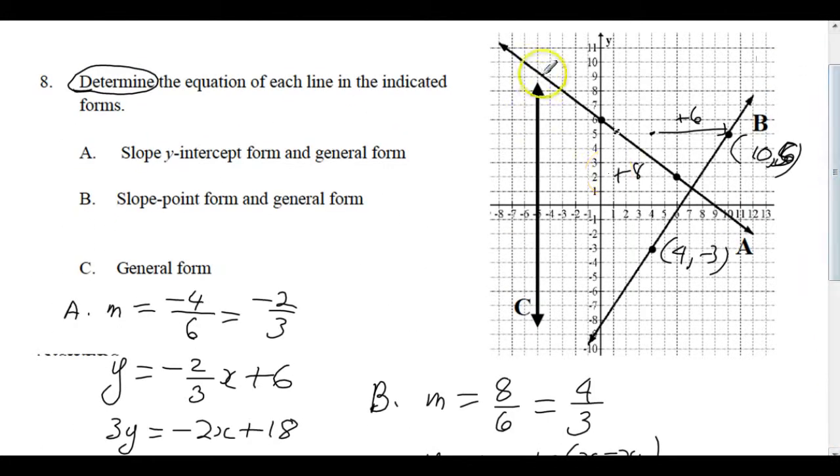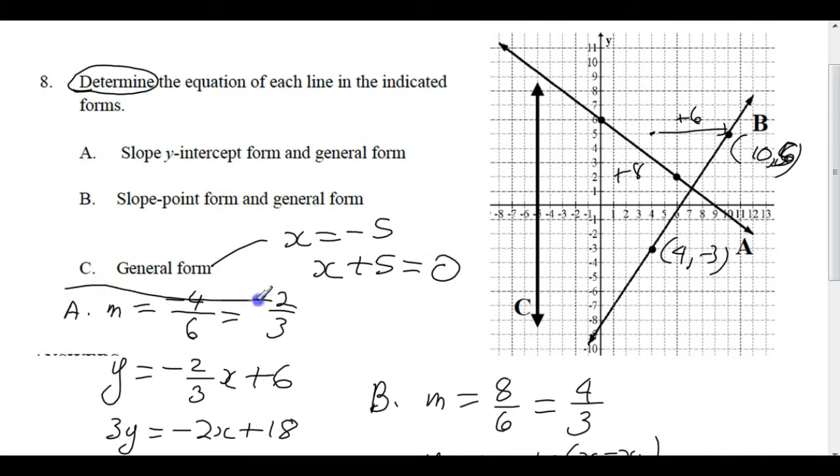C in general form. Well, that's pretty easy, right? This is just the line x equals negative 5. So that becomes x plus 5 equals 0. And that is all the work required.